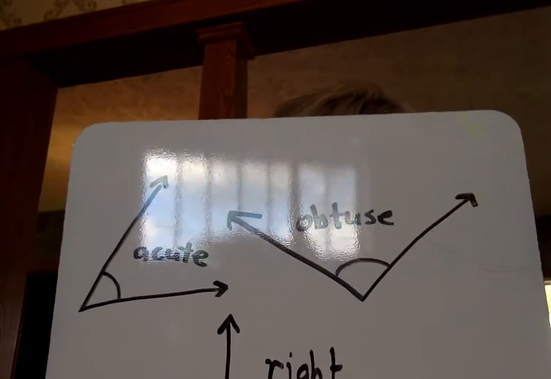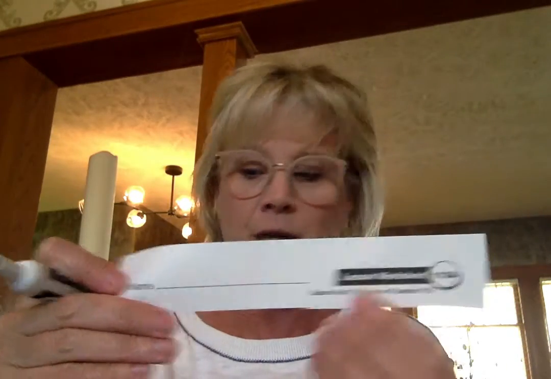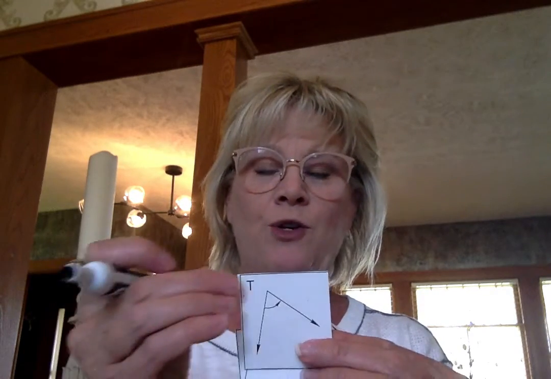Now you're going to have a chance to identify acute, right, and obtuse angles. So I want you to get the worksheet that says 113A at the top. On that paper, you've got all these different squares with letters at the top. I want you to pause this video and cut out all the squares. And I'm also going to have you get a scrap piece of paper.